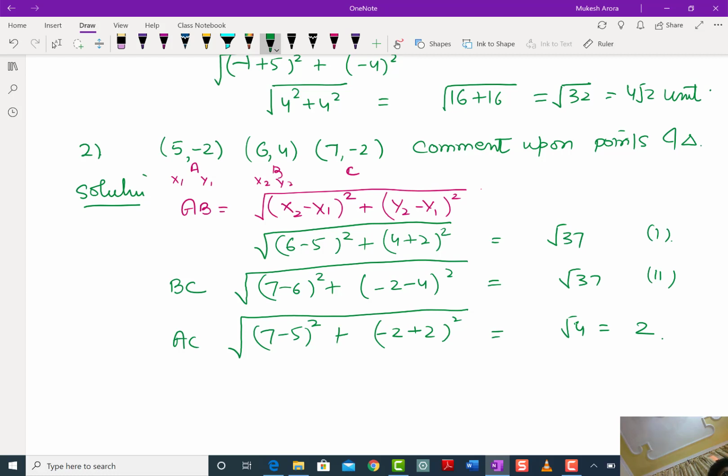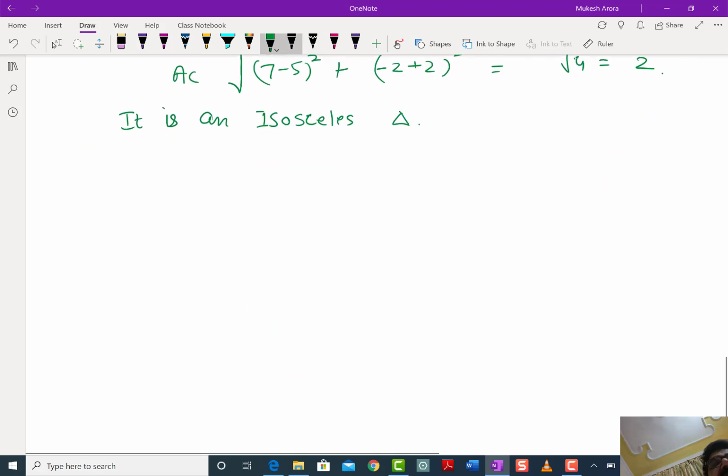So now we have everything. It clearly says that it is an isosceles triangle, because the sum of squares of two sides is not equal to the square of the third, so we cannot say that this is a right angle triangle.